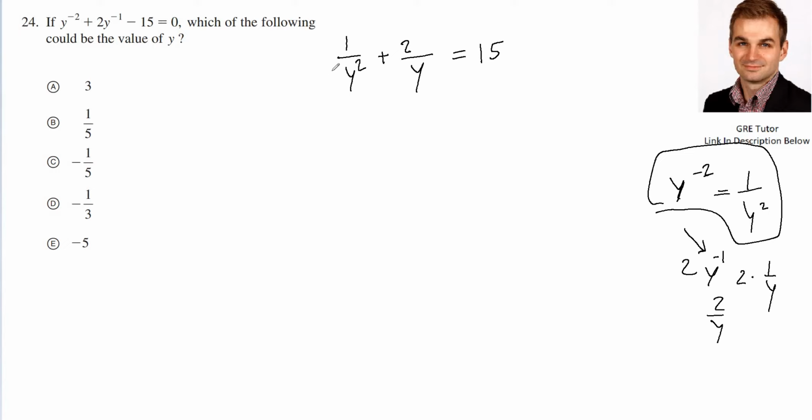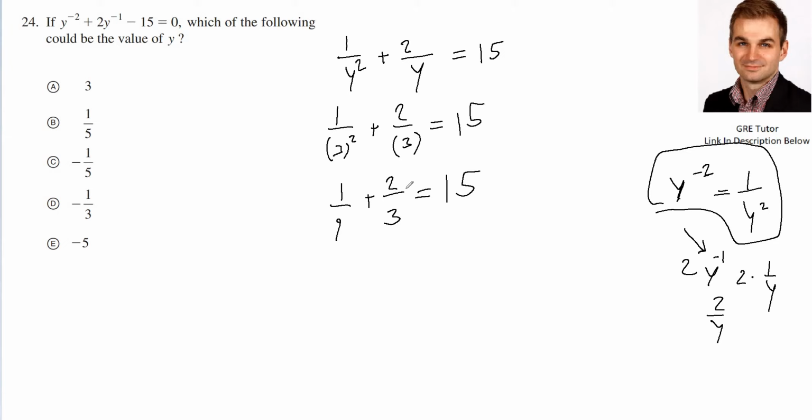And now that I've done that, I think it's time to start plugging in some answers and checking them. So I go to here and I go 1 over 3 squared plus 2 over 3 is equal to 15. And that gets me 1 over 9 plus 2 over 3, which is equal to 15. Is that? Definitely not. No, it's not.